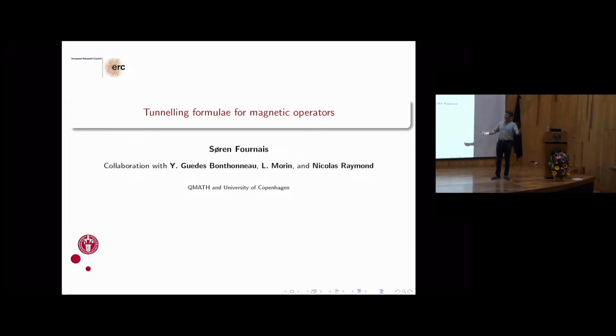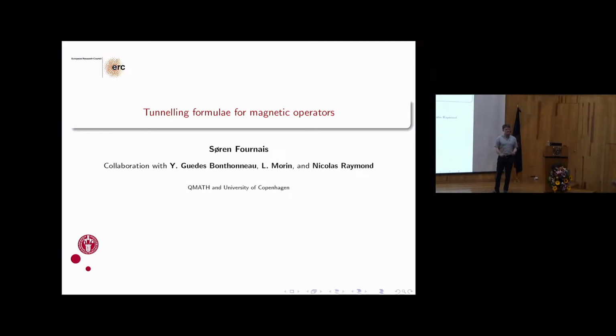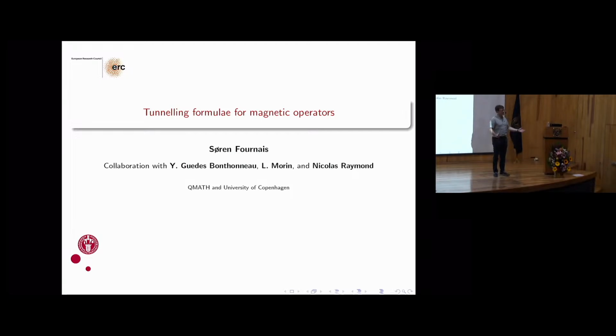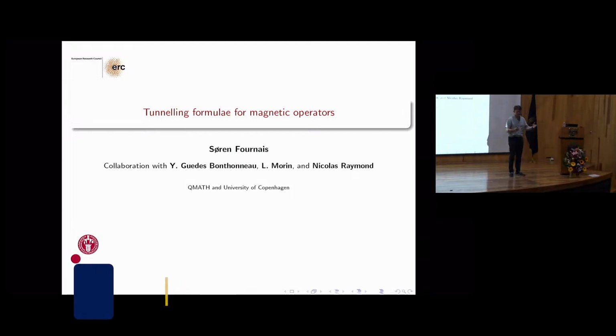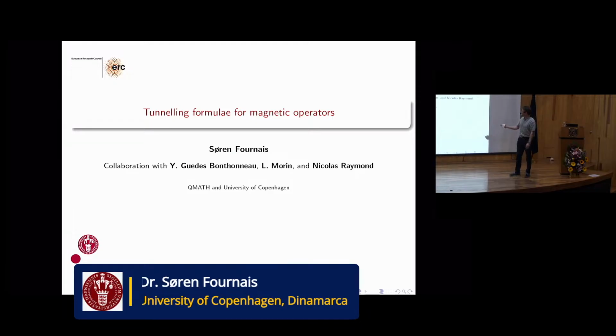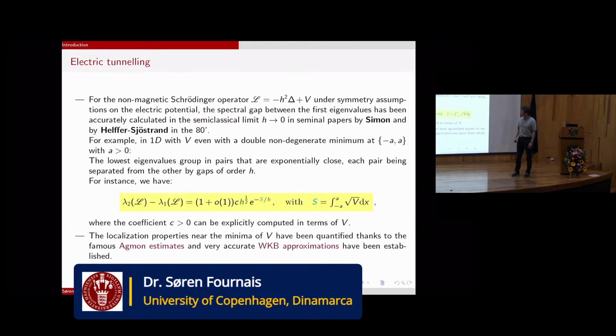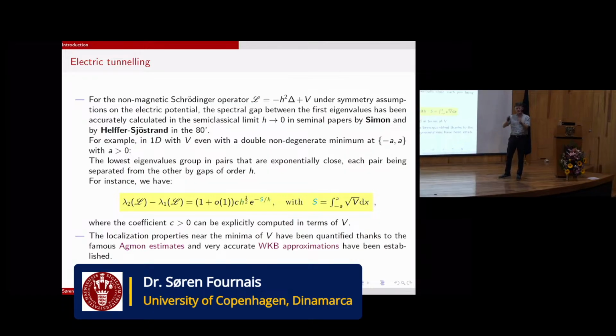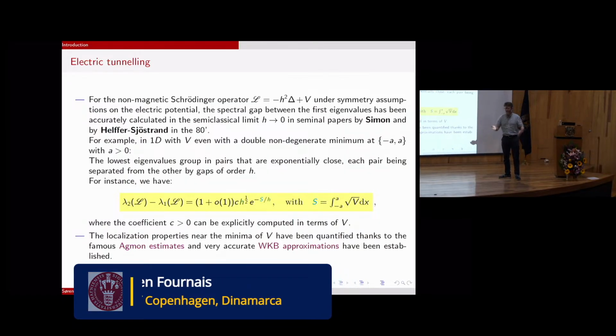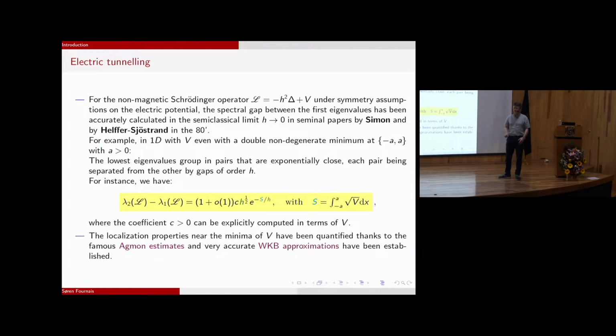And I decided that I wanted to give a different talk from the one from last week. So this is really now for something completely different, tunneling formulae for magnetic operators. So first, the key word there is magnetic, right? And so this slide is about what people have done a fairly long time ago, namely the electric tunneling is fairly well understood from a mathematical perspective.